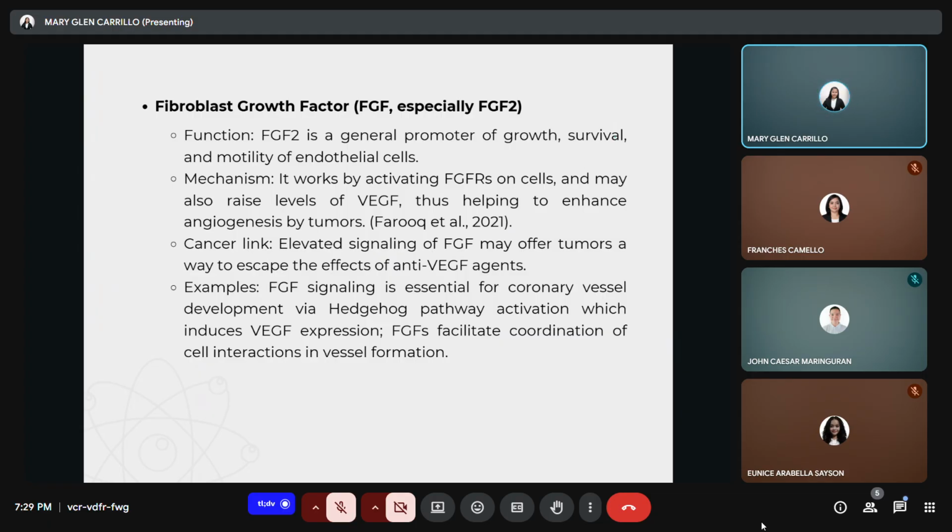So in terms of cancer, this is a big problem. When FGF signaling is elevated, tumors may use it as a backup plan. Yes, a backup plan. Even if doctors try to block VEGF with anti-VEGF treatments, the tumor can still rely on FGF2 to continue building blood vessels. This makes cancer harder to treat because the tumor finds another way to survive and grow. So in layman's terms, FGF2 is like a partner in crime for VEGF. It helps tumors maintain angiogenesis and even resist some cancer therapies.